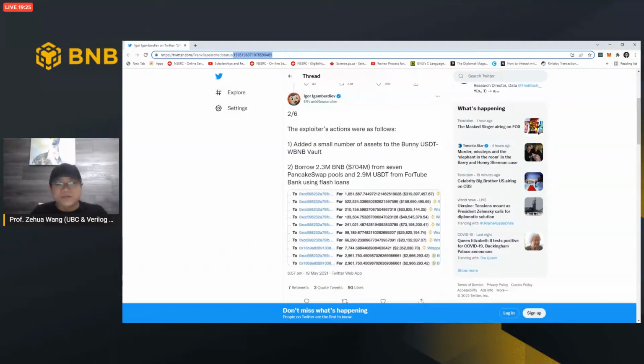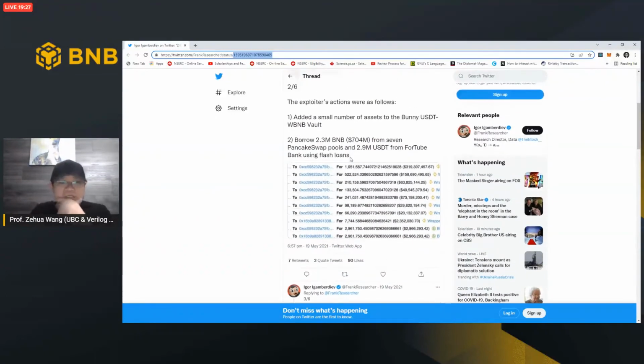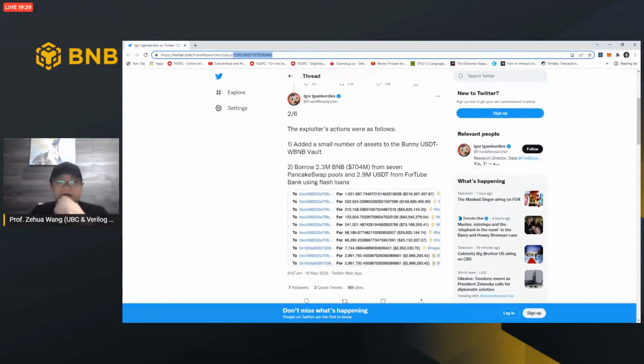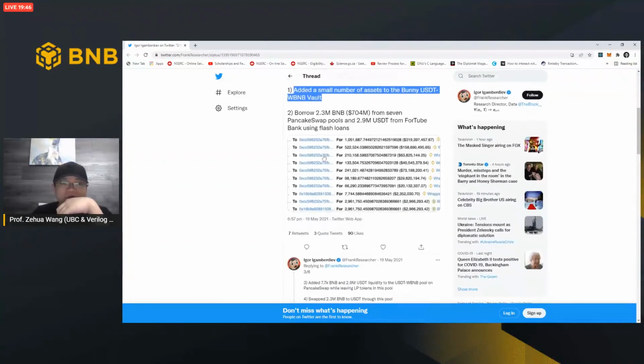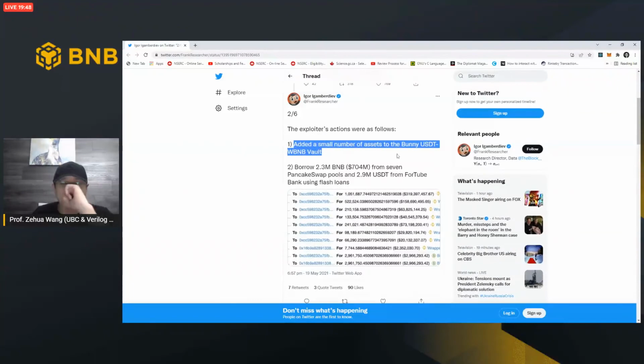It's Igor. This is a slide describing how this attack happens. So this added a small number of assets to the Bunny USDT and the WBNB wallets. This is very important. Later on, this hack basically tries to let the BNB liquidity pool believe that this person has contributed a lot of liquidity.